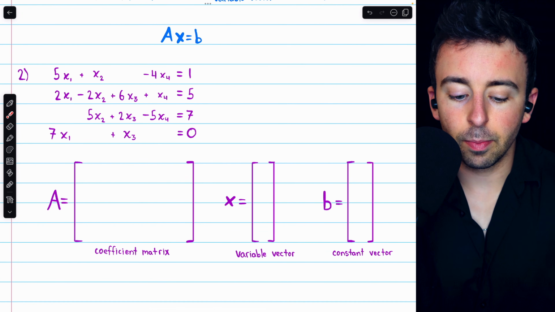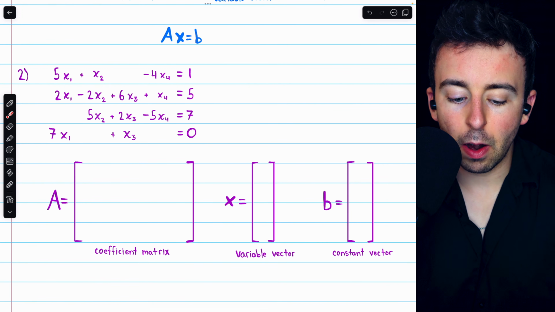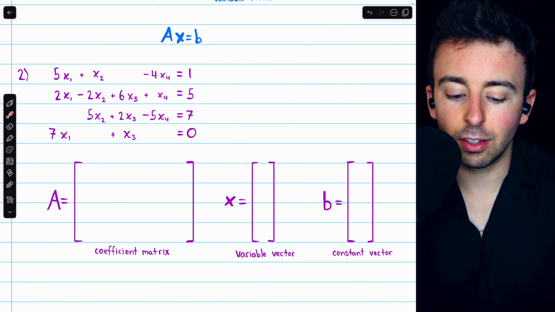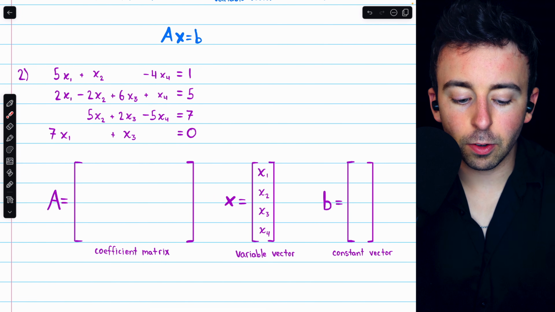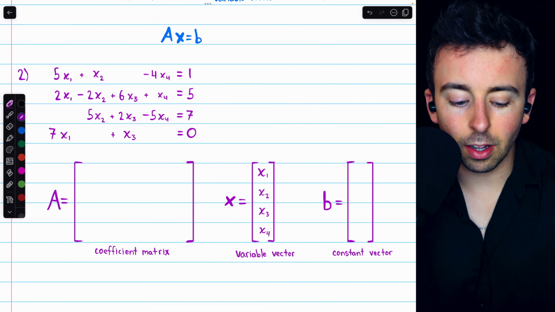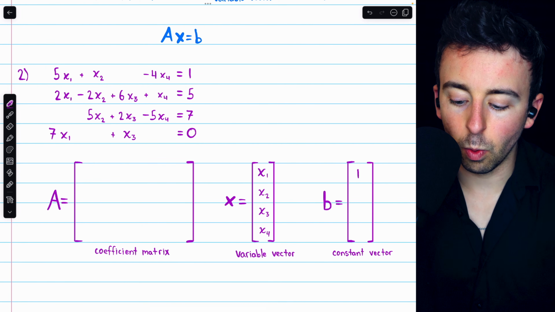Here's our second system consisting of 4 equations and 4 variables. Let's begin by filling in the variable vector. The order is pretty obvious. Let's do x1, x2, x3, and then x4. So there is our variable vector. Now we can also fill in the constant vector. Just look at the constants on the right side of the equations: 1, 5, 7, and 0.